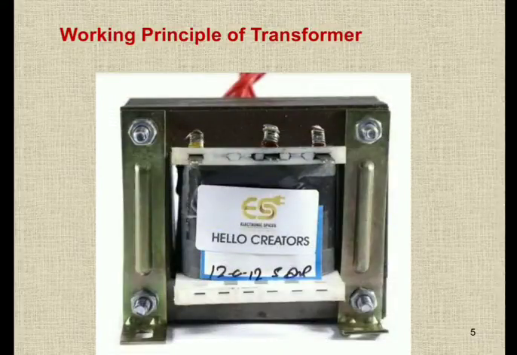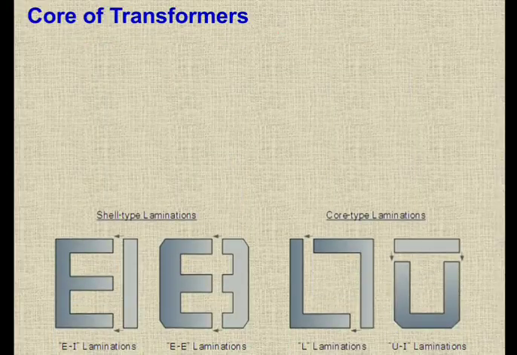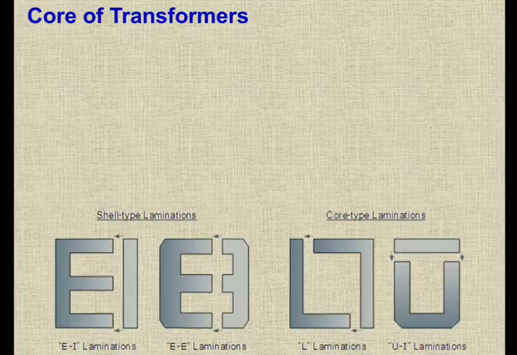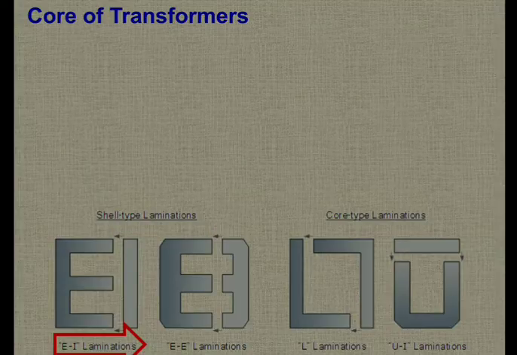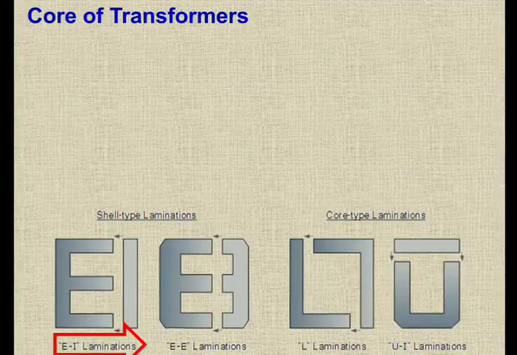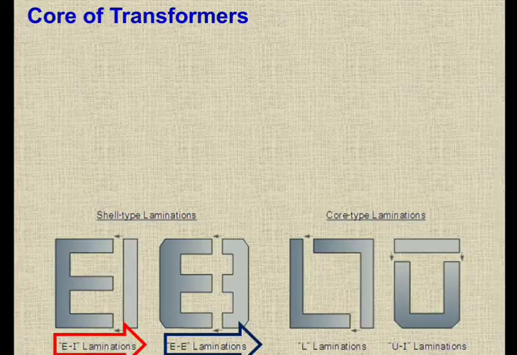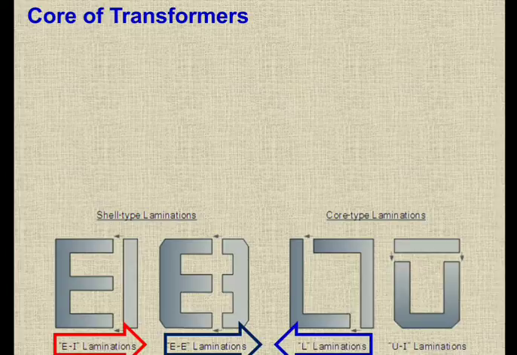So this is another practically used transformer with the same clamps and nuts and bolts, rated at 12.5 amperes. And these are different types of cores that are used for transformers. The first one is the EI core in the shell type of model, and then the next one is the EE core, and the other one is the core type of laminations, which is LL type.